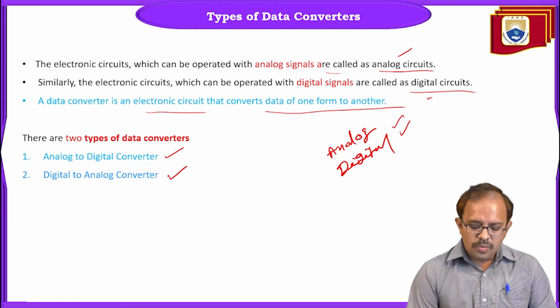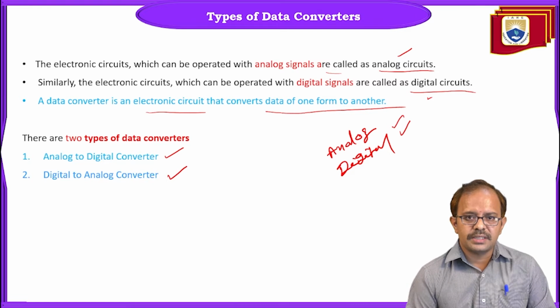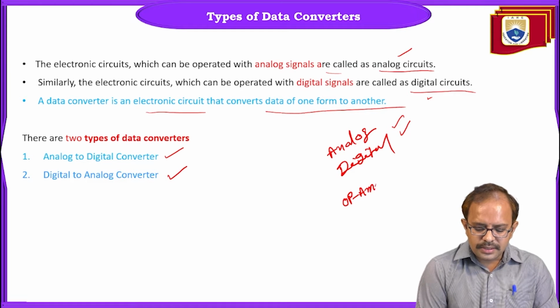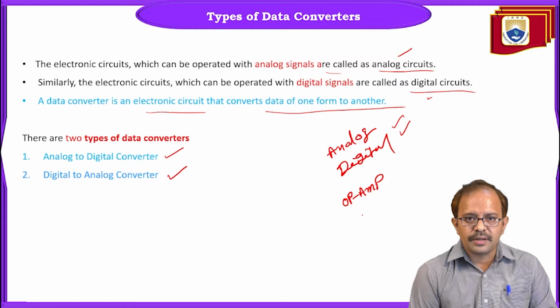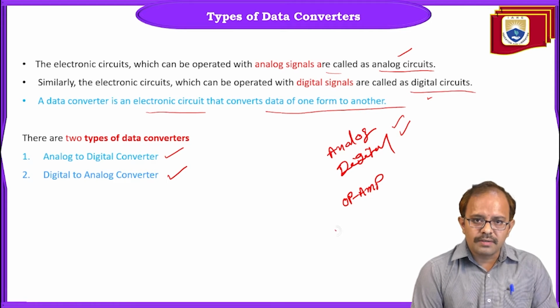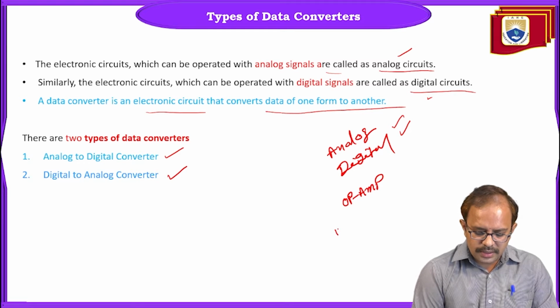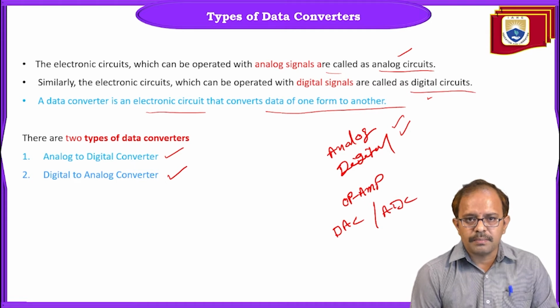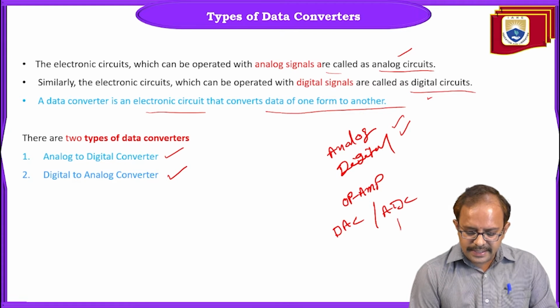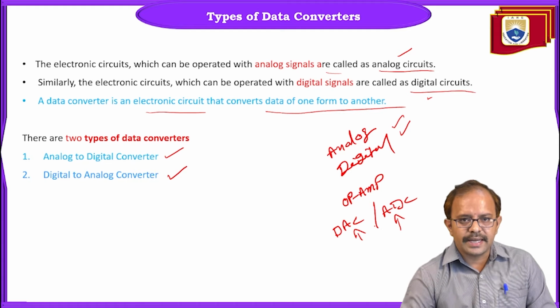So now we are going to design the converters using an operational amplifier. Here comes the IC called the operational amplifier. With the help of the op amp, we are going to design the two converters, namely DAC, and also we are going to design ADC with the help of an op amp. Understand? Now, before we discuss ADC, we are going to discuss DAC.